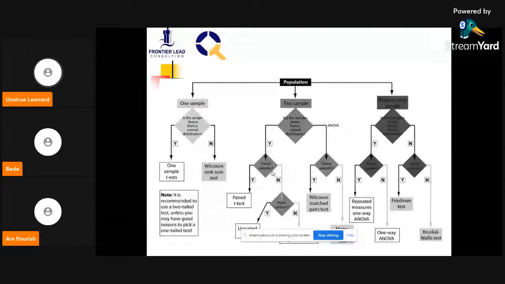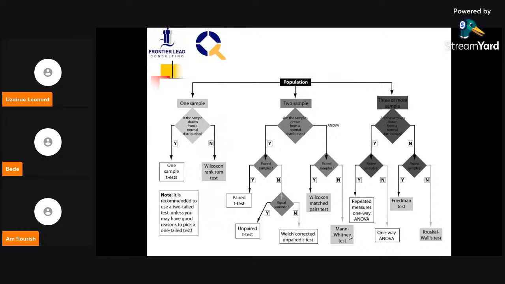But if they are not paired, then the next question you ask yourself is, are they equal variance? If they are equal variance, then you use what we refer to as unpaired t-test. But if they are not equal variance, then we use what we call Welch corrected unpaired t-test. All those are just language. By the time we start applying them, we will see their real application.